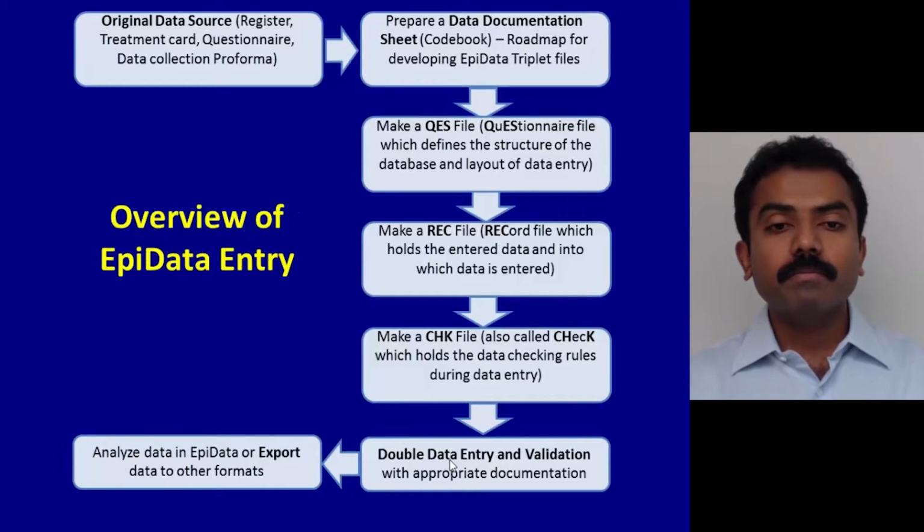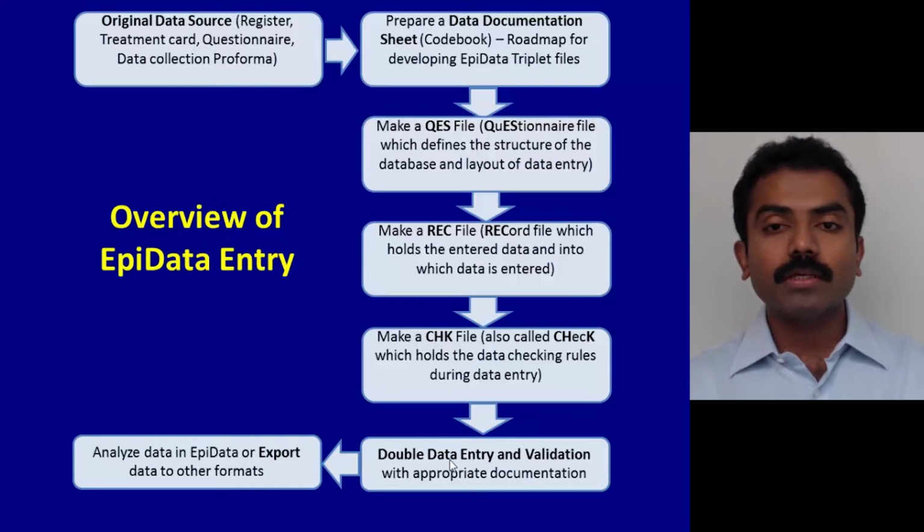By now we have become familiar with this particular overview diagram. We began with our original data source. As an example, we are considering the tuberculosis laboratory register as our source. We learned how to prepare a data documentation sheet or a code book, which is nothing but a blueprint or a roadmap for developing the EpiData database.